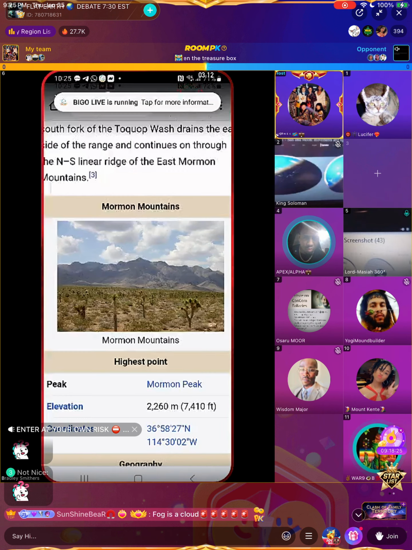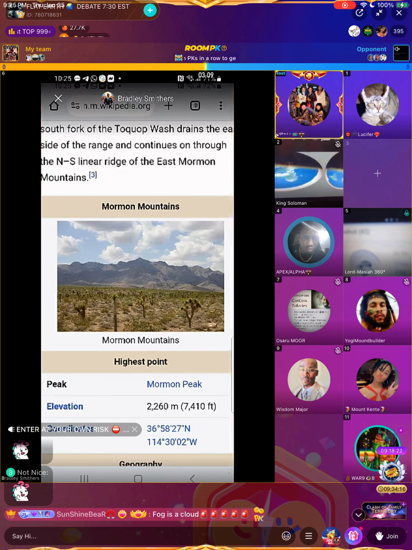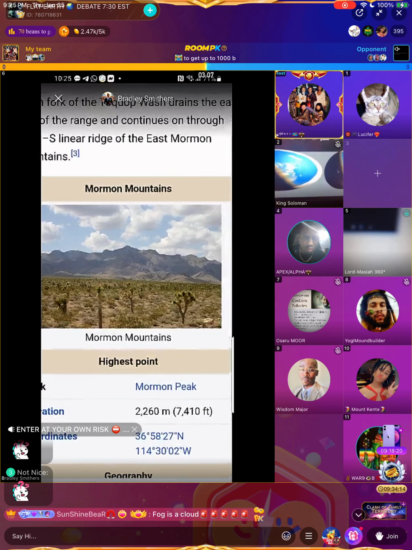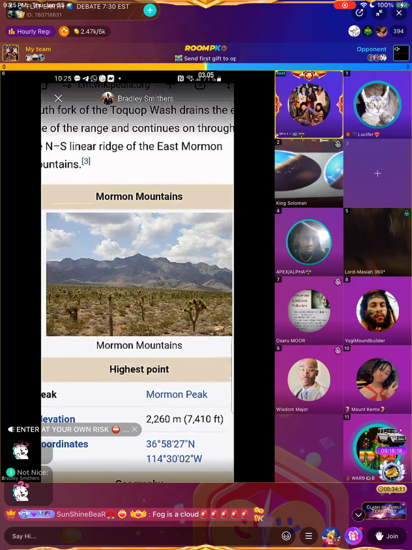At the end of the day, mist was created by water and atmospheric pressure from water. That's what mist comes from. Wait, I'm talking about Washington State, in the mountains.